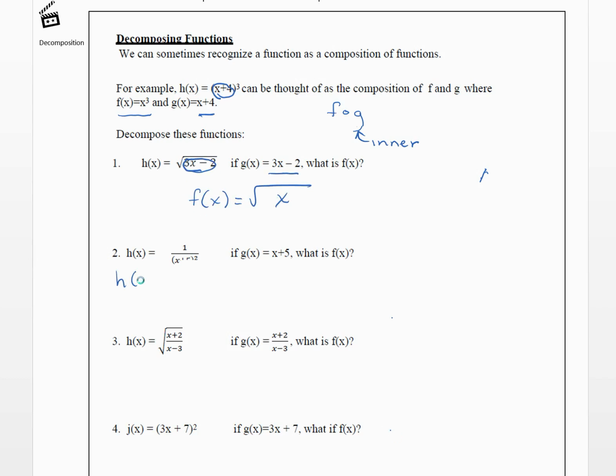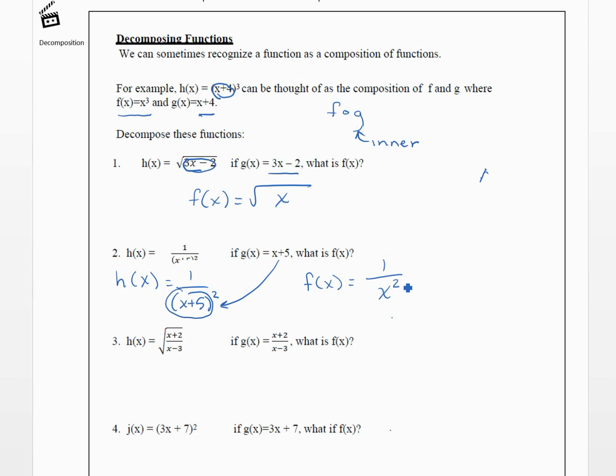Okay, sorry, this one got a little cut off. h of x here should be 1 over (x plus 5) squared. Okay, so we can think of our inner function as x plus 5. So we're calling that g of x. Then f of x, you're just going to put in x for that. So 1 over x squared.